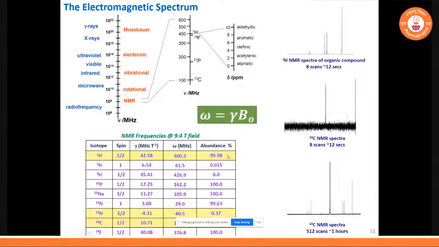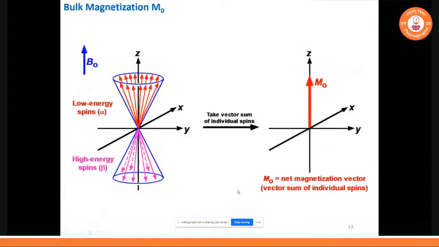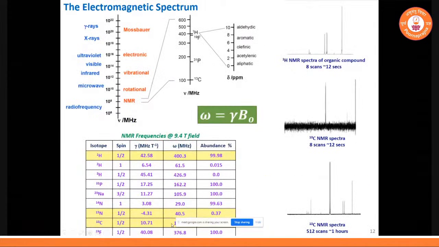Now, there is one more important concept in NMR. This is known as the abundance. So what does it tell? When you talk about protons, they are 100% abundant. That means if I take 100 atoms in my hand, all the 100 atoms will contribute to my NMR signal. Whereas in the case of carbon, if I take 100 atoms, only 1% will contribute. And it becomes worse in the case of nitrogen, only 0.37.